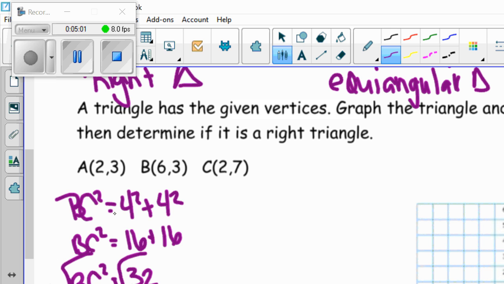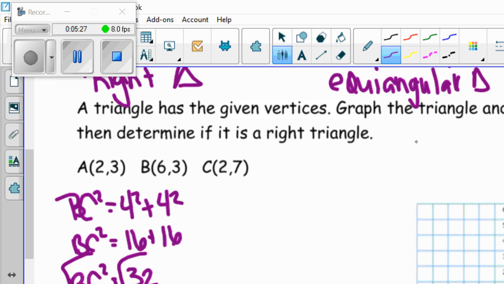But remember that I need to reduce that, so factor tree if I can. So 32, I know that's 8 and 4. 8 is 2 and 4. I could break down my 4s, but remember I don't have to because all I need is a pair, so I already have a pair of 4s. So BC is equal to 4 square roots of 2. So this is 4 square roots of 2.